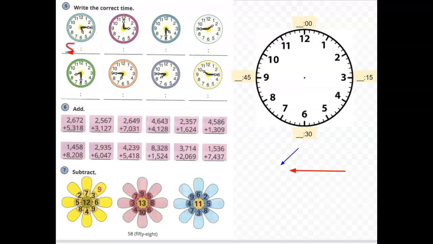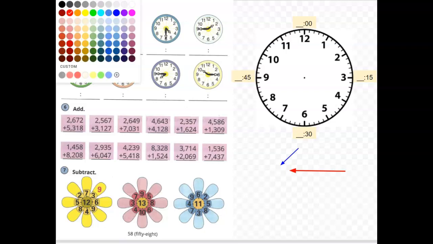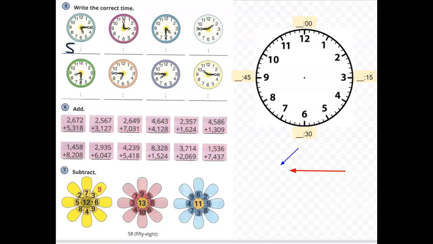And our minute, oops, sillies. They're wanting to do what I used for the clock. Give me just a second. Okay, let's try it again.